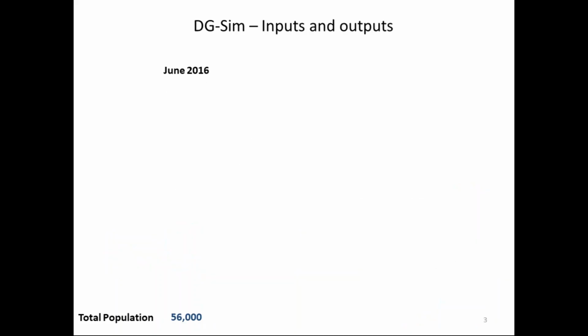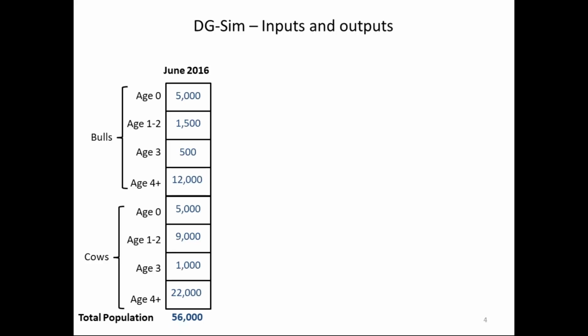So the way that DGSim works is you start out at a specific point in time and you want to make projections about a population. So here we have an example where we might have a total population size of 56,000 animals. And we break up that population based on an inventory according to age and sex classes.